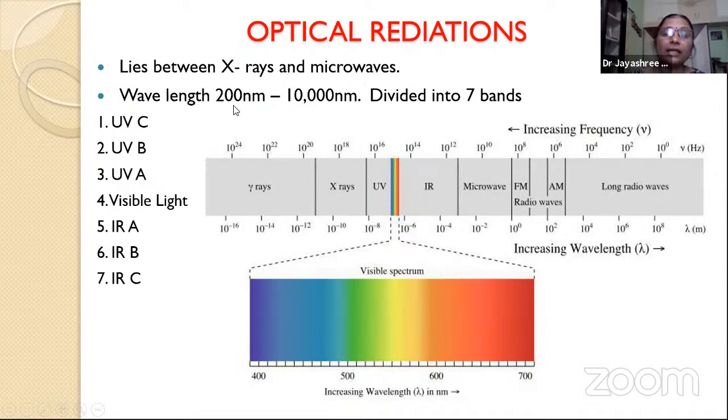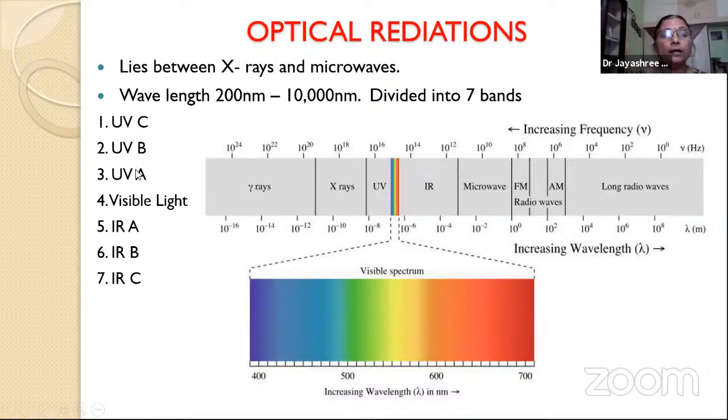And what is the wavelength range? It is near about from 200 nanometers to 10,000 nanometers, and it gets divided into 7 bands. You must be familiar with these particular optical radiations. We always come across such a nice spectroscopy branch, which deals with the study of fantastic objects. And that's why it is very important that you must know about such types of these bands.